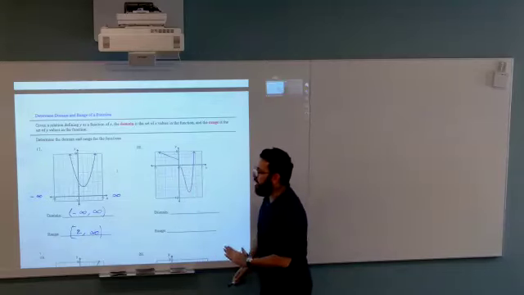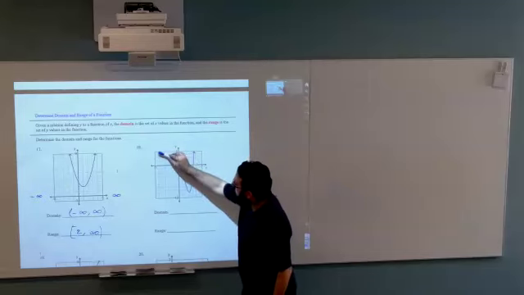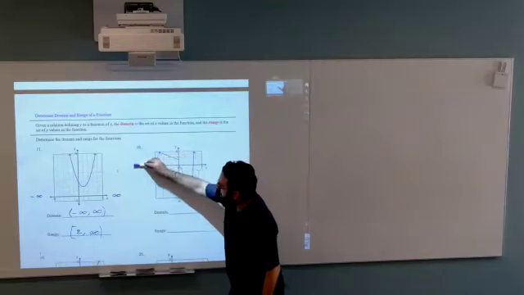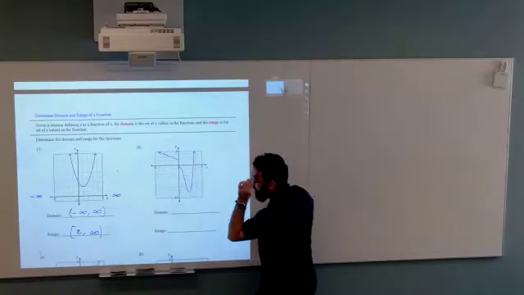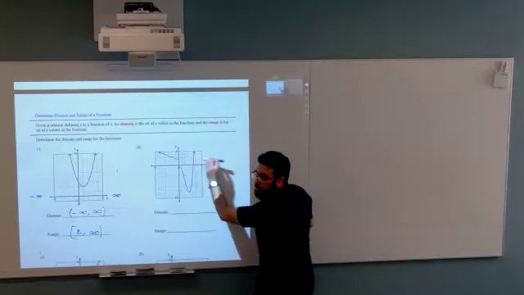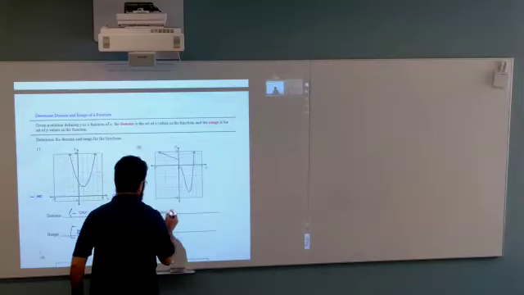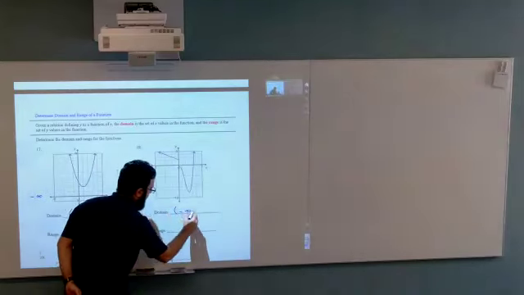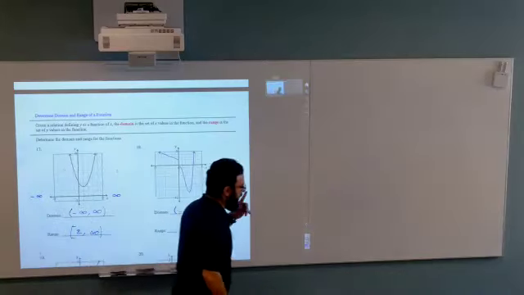Now, in general, the domain: if you took this side, this is the x. If you took this side, I'm focusing on the x value, and just put it on the x axis, where does it go? Infinity. So the domain is going to be from where? Negative infinity to positive infinity. Is that okay? What about the range?